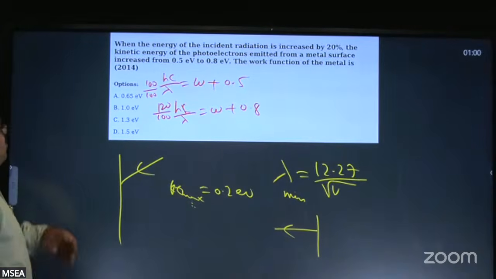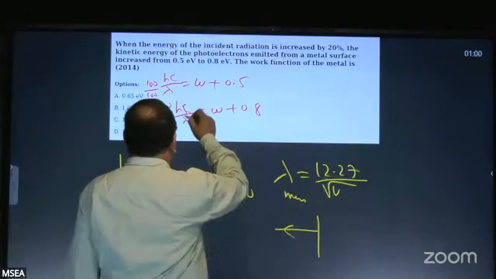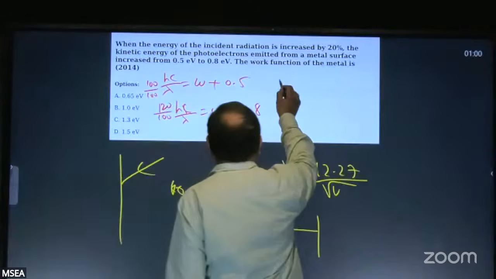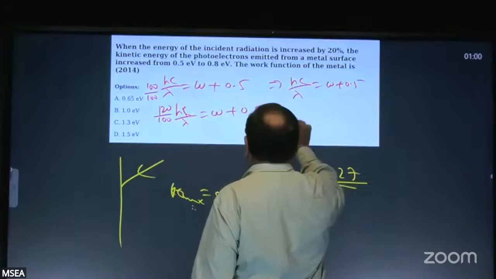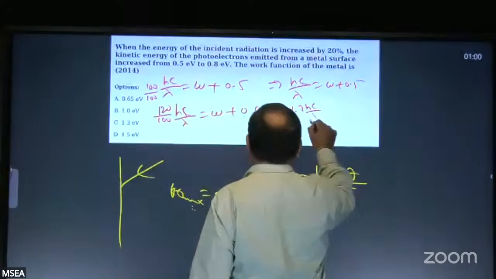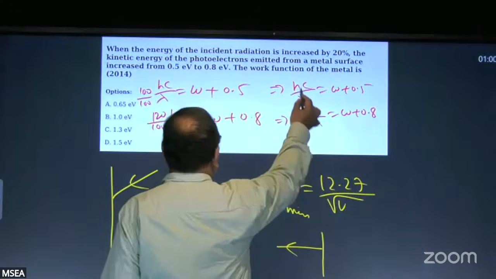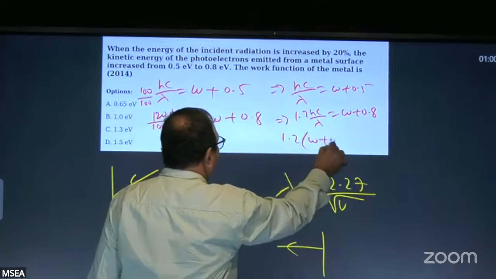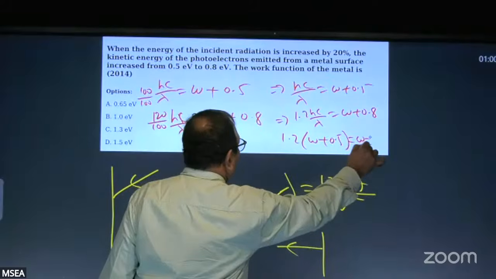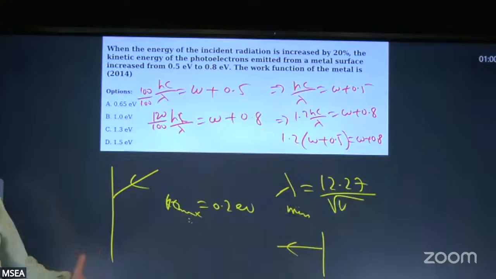Okay, so then we can take it here. So this is about the work function. Of course, this is Hc by lambda, and this is 1.2. We can take Hc by lambda is equal to W plus 0.5, and 1.2 Hc by lambda is equal to W plus 0.8. So wherever this Hc by lambda is there, I can substitute in this, then we can get W plus 0.8, and solving this one, you get the work function.